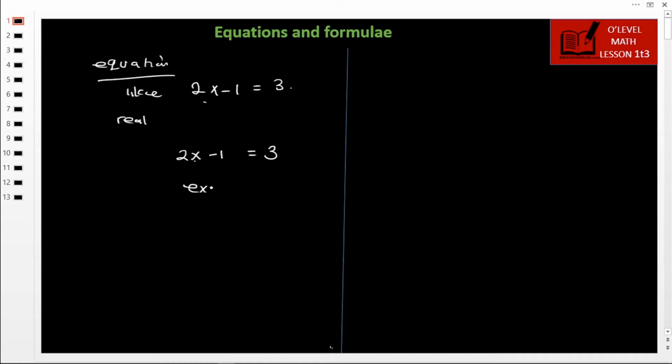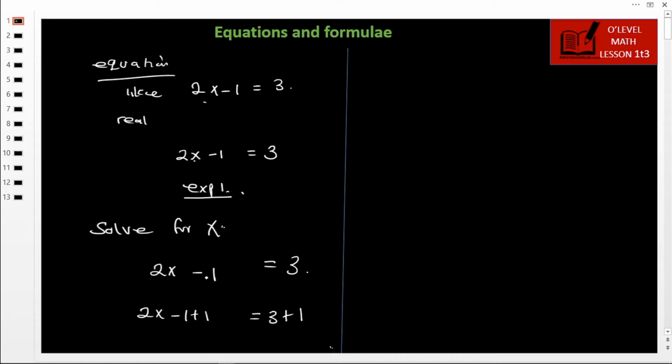Let us take example number 1. It says solve for x: 2x minus 1 is equal to 3. Simple. Using the additive inverse, 2x minus 1 plus 1 is equal to 3 plus 1, meaning this 1 was subtracted, so let us take it back by adding it. Here we get 2x equal to 4. We divide both sides by 2, so 2 over 2 gives x, and 4 over 2 gives 2.